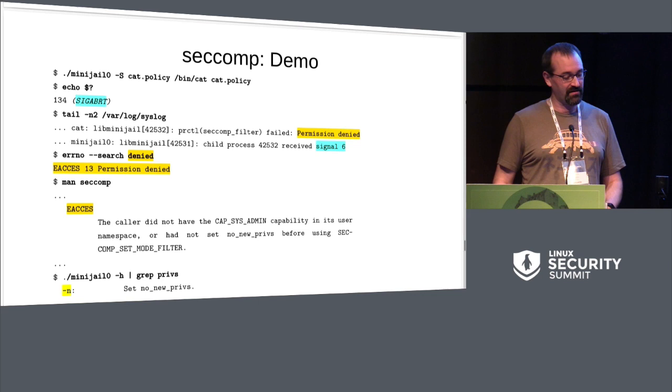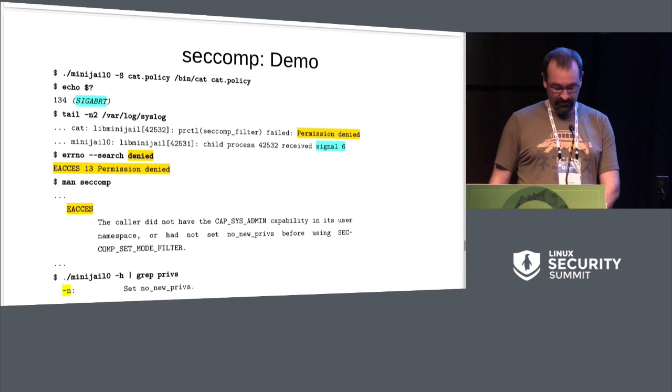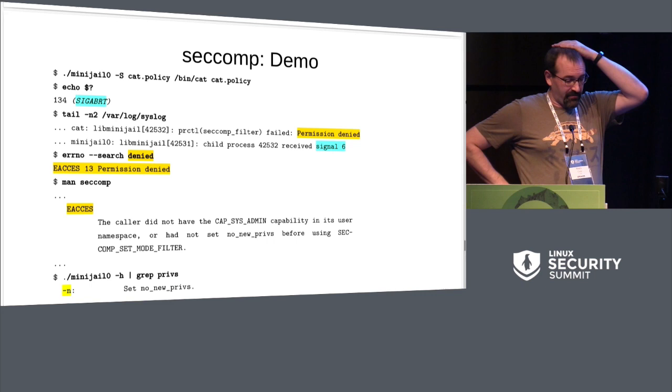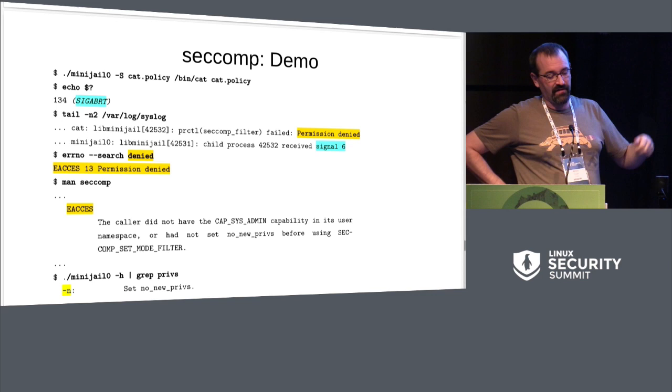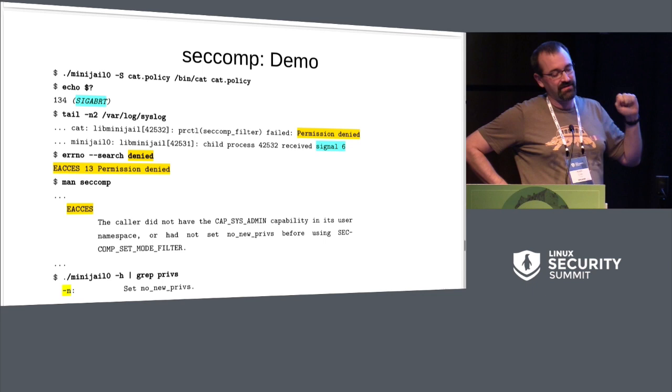And for a quick demo, I'm using MiniJail. What it's got here is dash S, which I mentioned earlier, for specifying a seccomp policy. That's in some file called cat.policy, and we're going to just run the program cat to print out the policy. So I have a self-documenting demo.